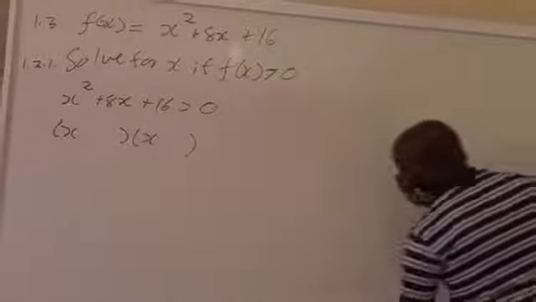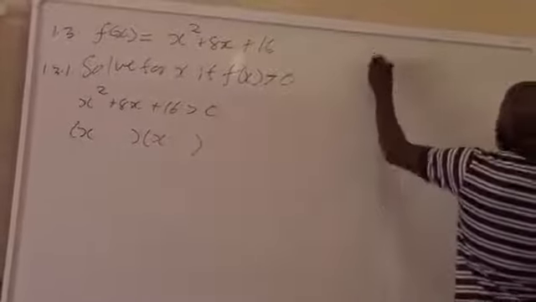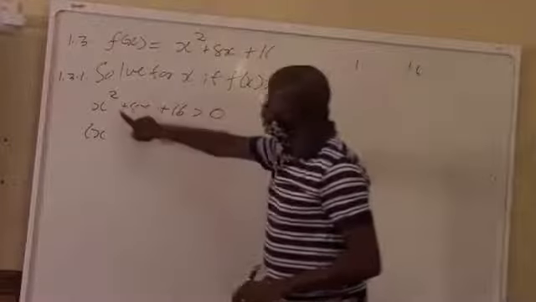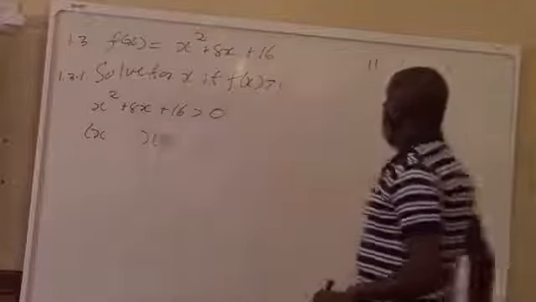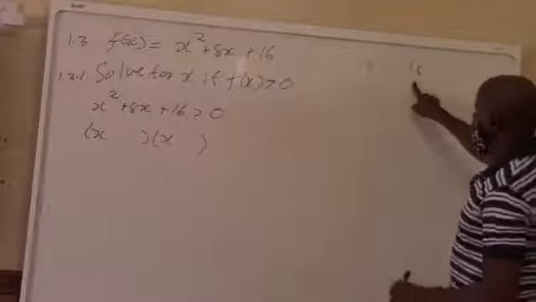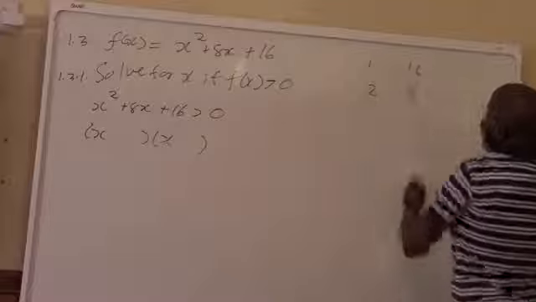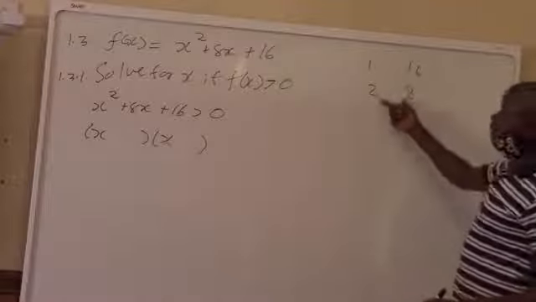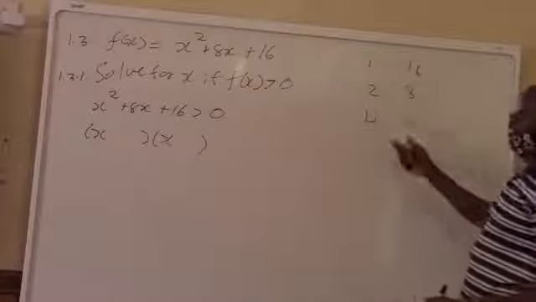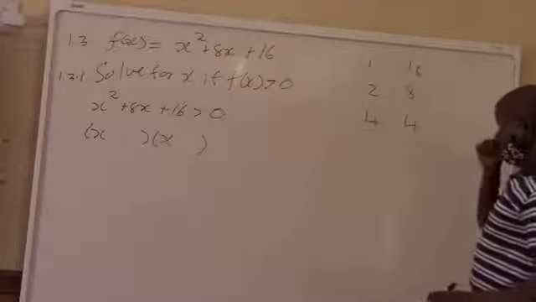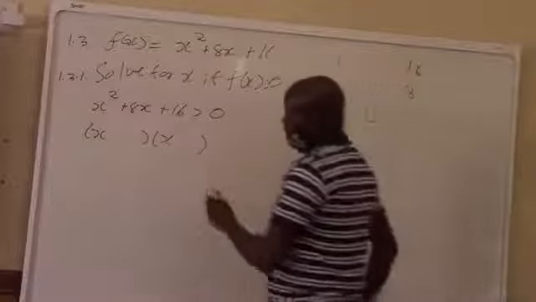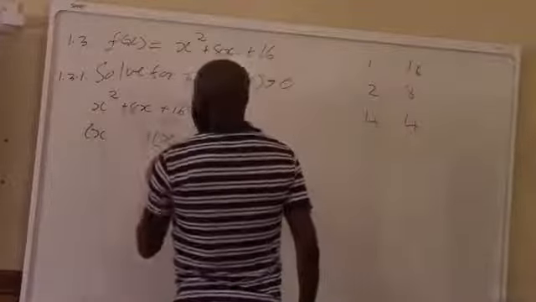In this case, the pairs are 1 and 16. Because it's positive and positive there, both of them should be positive. When you add, it will give us 17. We also have 2 and 8. When we add, it will give us 10. We also have 4 and 4. When we add, it will give us that 8 that they want there. So, in short, it's a perfect square.